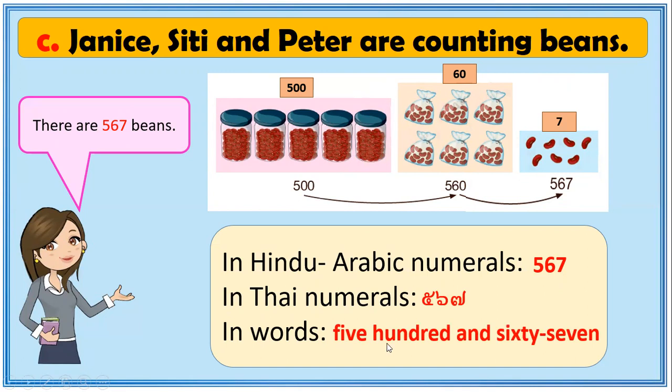F-I-V-E, 5, H-U-N-D-R-E-D, 100, A-N-D, and S-I-X-T-Y dash S-E-V-E-N, 67. So this is 567. Okay, one more time. Let us read the words. 567. All right.